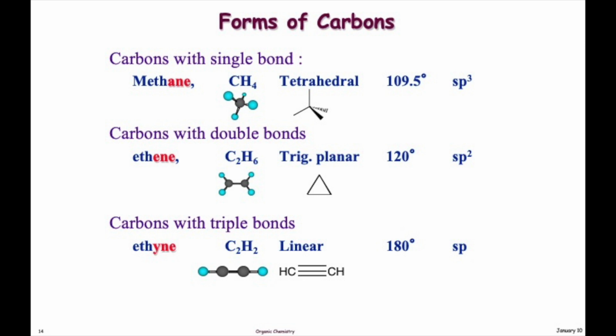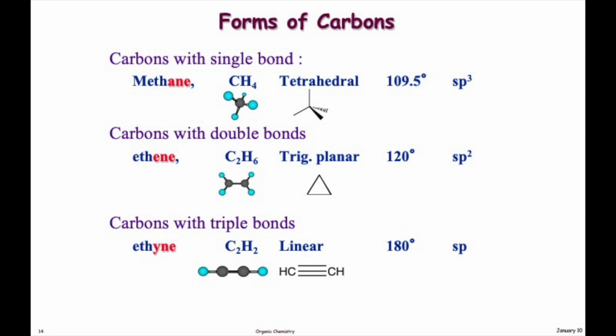Meth means 1 carbon. Eth means 2 carbons. Pro means 3. We'll talk about that later. And then the A and E ending tells you the class of organic compounds it falls under. The A tells you there's only single bonds in this compound. So, like I said, there is a logic to the madness of organic chemistry. You have to know the rules.